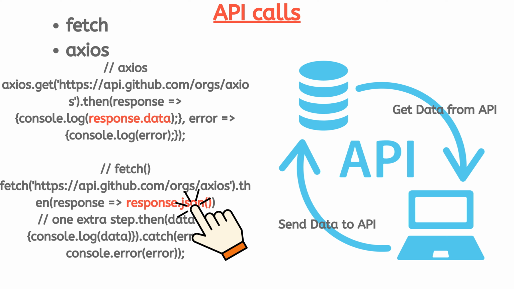In this particular example, fetch or axios can be used to get the data from the backend to the page, or, when you click some button, it can be used to send the data back to the database. In both ways it will work. You can use either fetch or axios. Now let's look at the example.